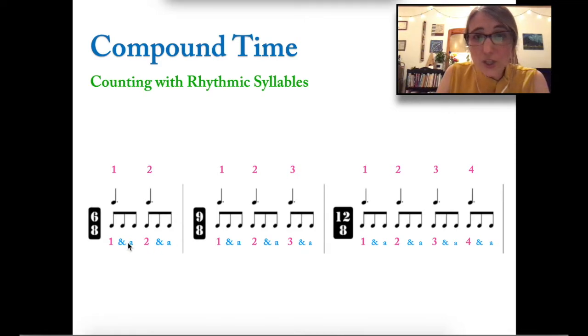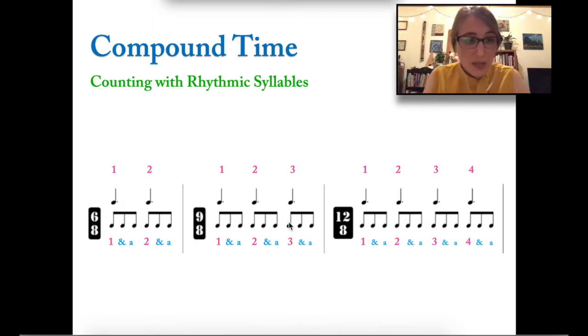And then for the divisions, we're going to count these, and there's lots of different syllables that we could use, but these are the ones we're going to use. So if it falls on the second eighth note in the measure, it's the and. If it falls on the third, it's the a. So if we're in 9/8 time, for instance, we would count this 1, 2, 3, or 1 and a 2 and a 3 and a. Make sense? Okay, so let's try this out.